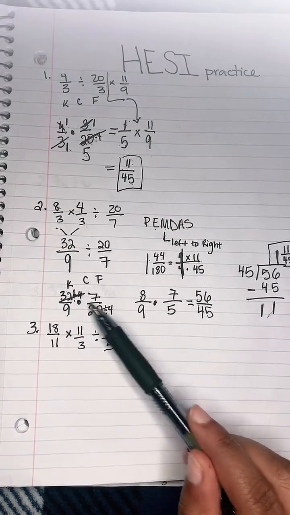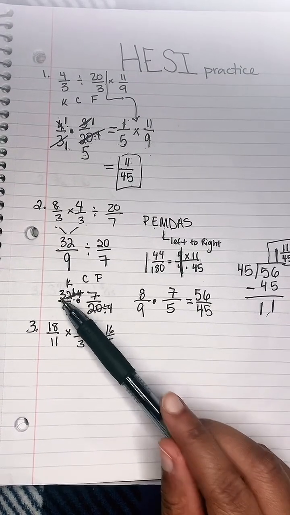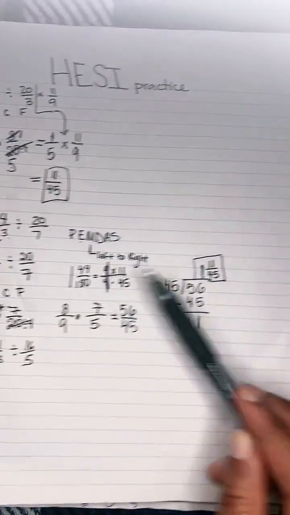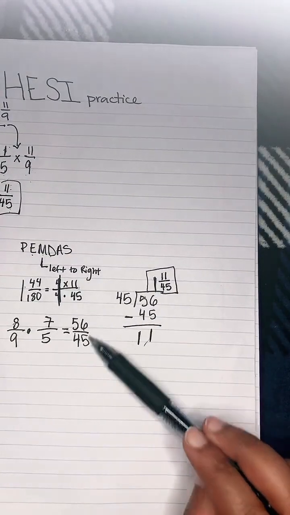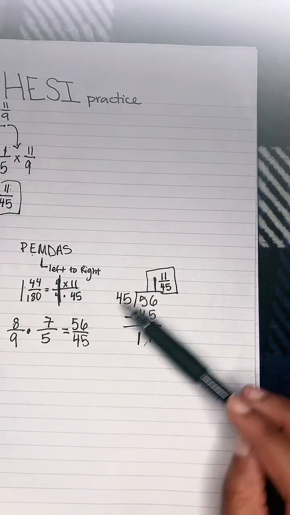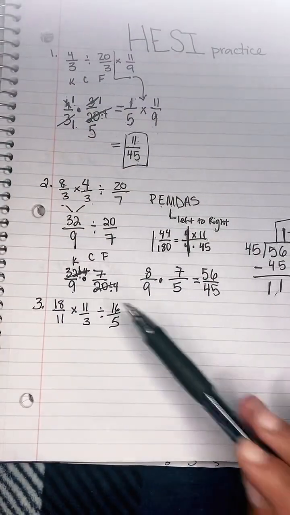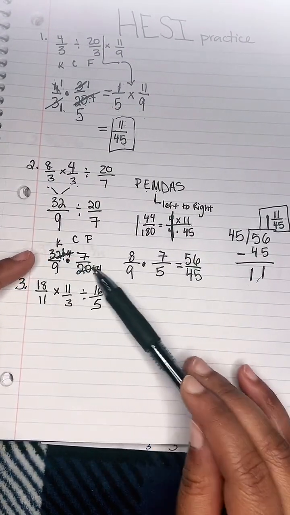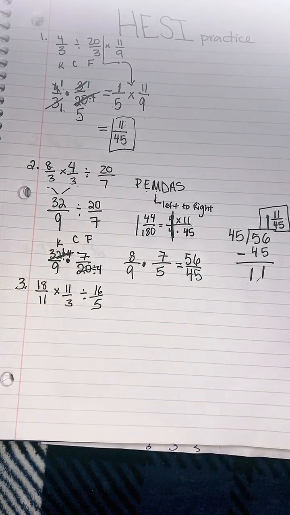If you get in the habit of cross-simplifying right away, then you don't have to worry about doing this extra step here because it's already done here. So it's just different ways, but it's however your brain works. But if you get in the habit of doing this right away, it's less steps.